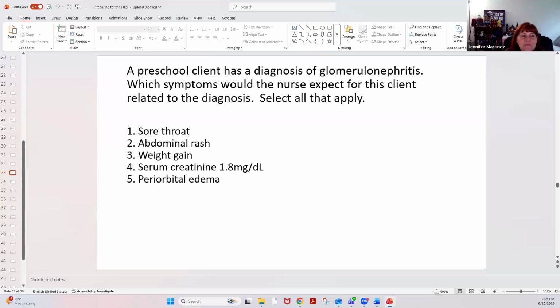All right. A preschool client has a diagnosis of glomerulonephritis. Which symptoms would the nurse expect for this client related to the diagnosis? Select all that apply. Sore throat, abdominal rash, weight gain, serum creatinine, and periorbital edema.